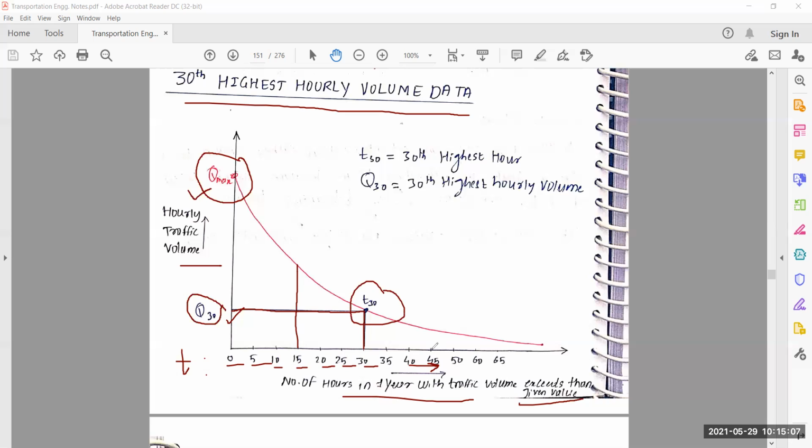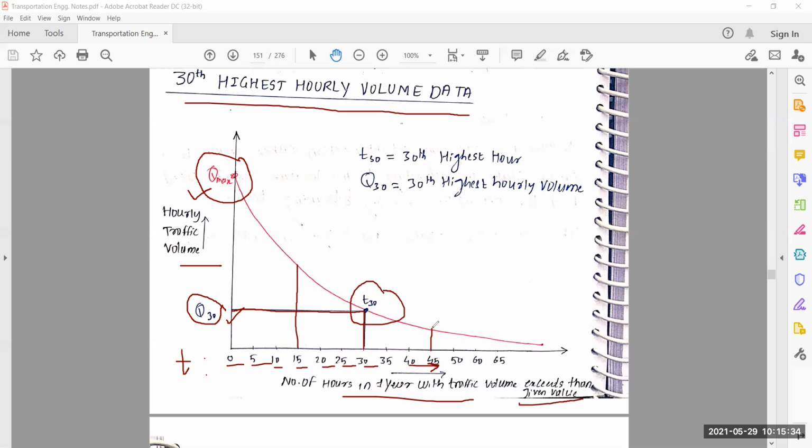If we calculate the 45th highest hour, then its value is automatically less than the 30th highest hourly volume data, because if t is equal to 45, it will be the 45th highest hourly volume, and the 45th highest hourly traffic volume is the hourly volume that will be reached only 45 times or exceeded only 44 times in a year.